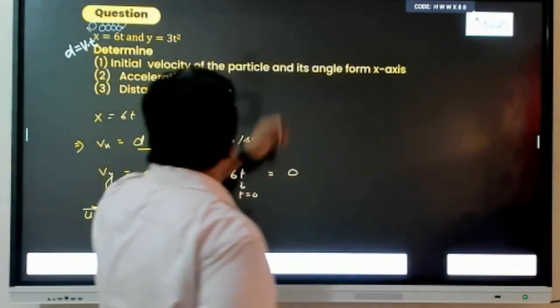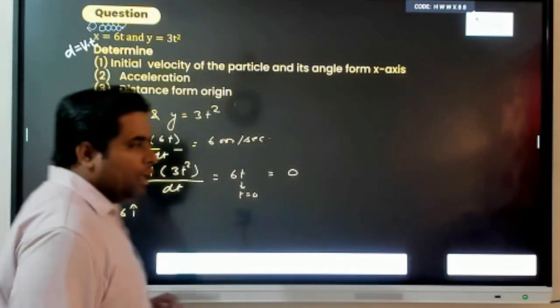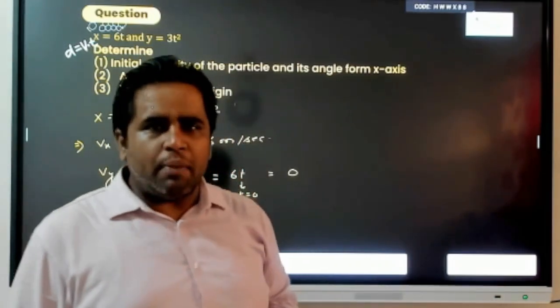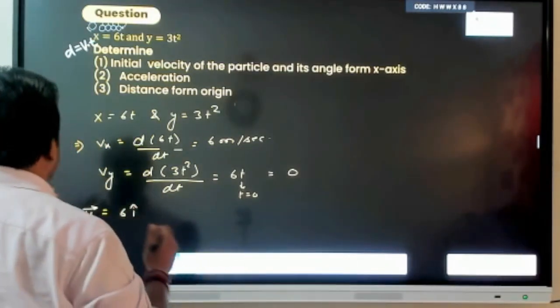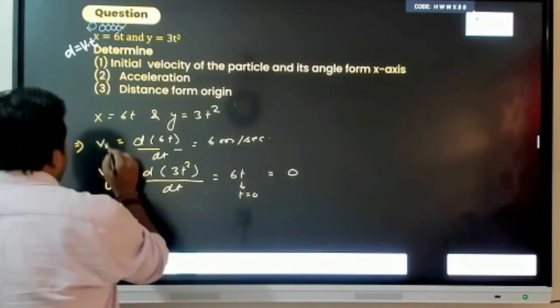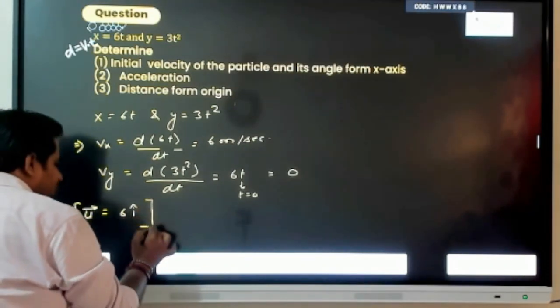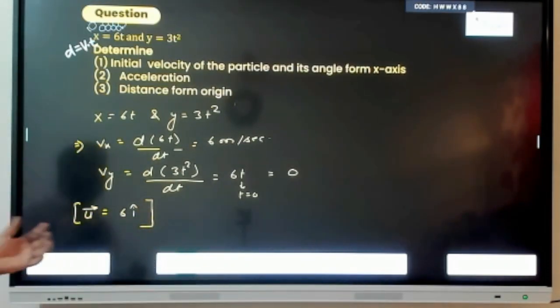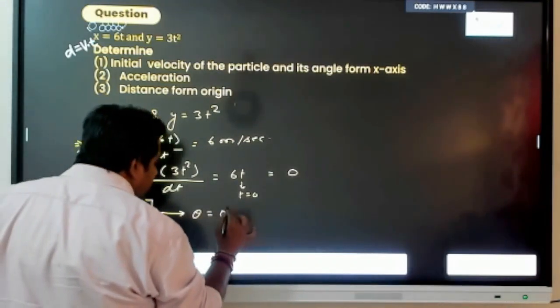Initial velocity of the particle and its angle from the x-axis. If I am talking about the x-axis condition, and u vector is on the x-axis, then definitely whatever angle it is making with the x-axis is 0 degree. So theta is going to be considered as 0 degree.